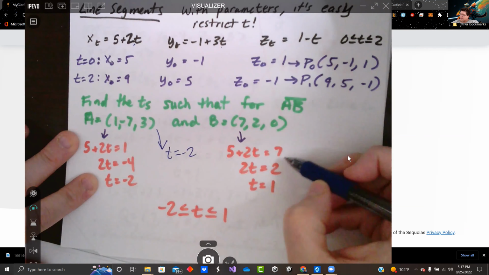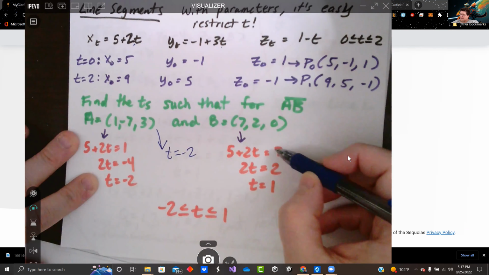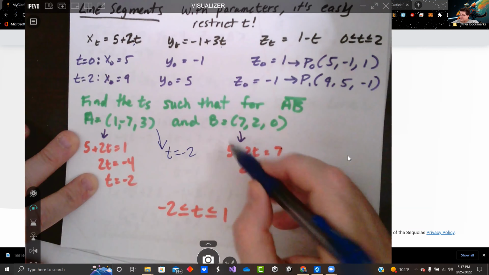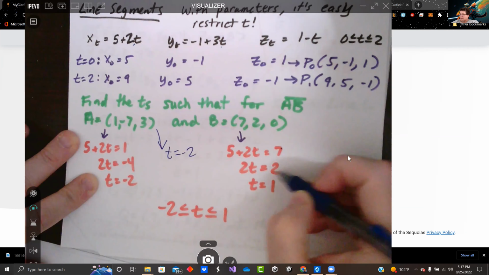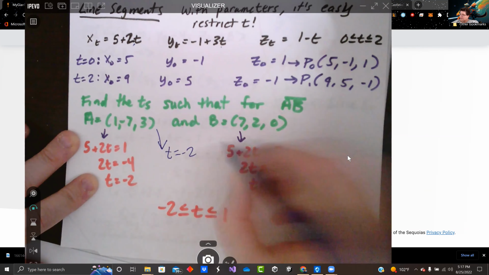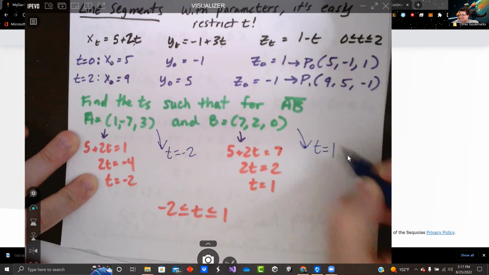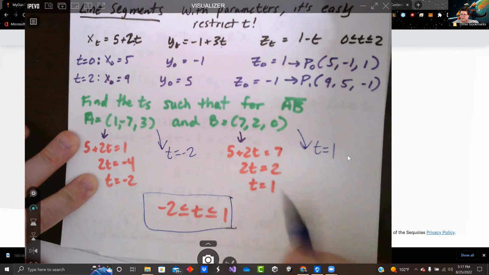We come over and do this one. I do the same thing. I let x equal 7. I subtract it over. I got 2t equals 2, t equals 1. So this occurs at t equals 1. And this line segment goes from -2 to 1.